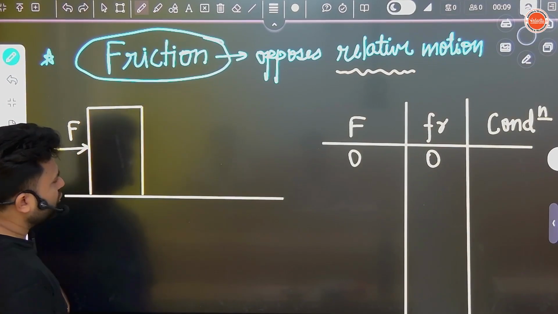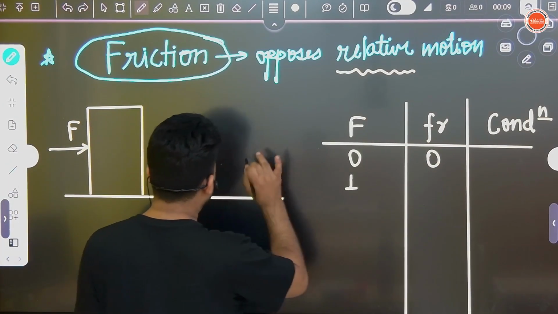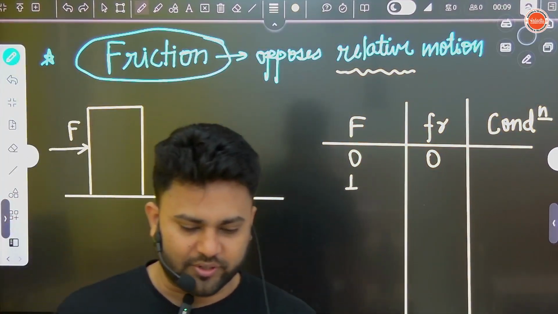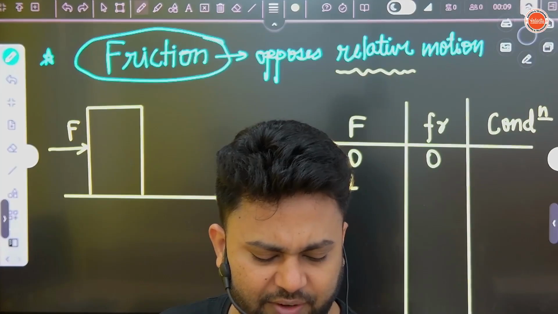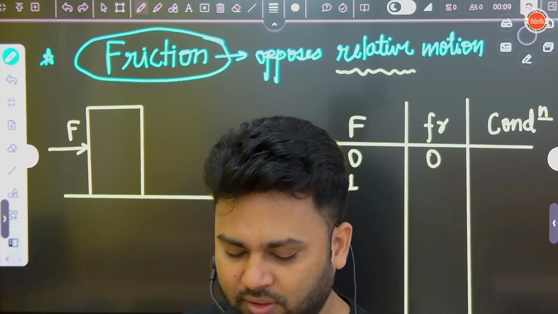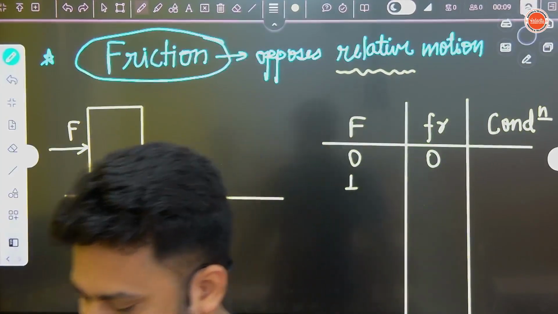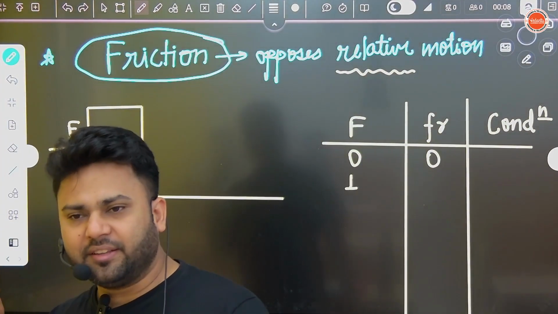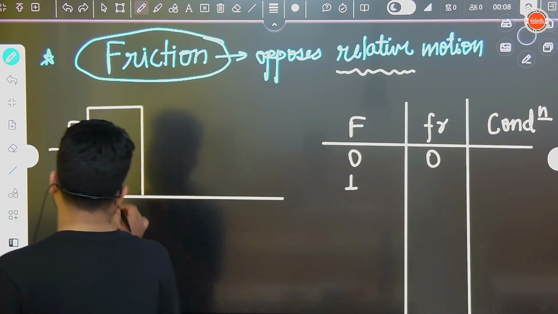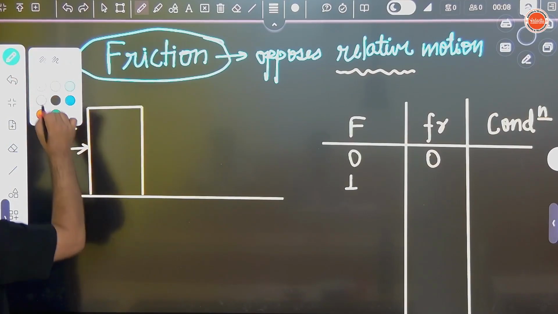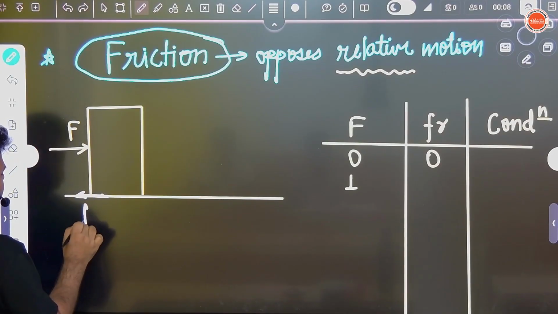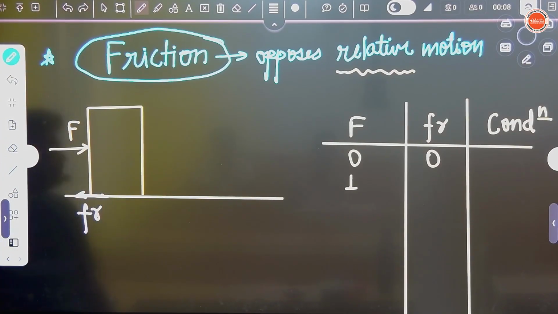Now you applied force 1 Newton, but the object is not moving. Correct? Suppose like this, I apply force a little bit, it is not moving. I have to apply more force now. Like this bench, I am applying force, it is not moving now. See why? Because friction is opposing. So you are applying force here, friction is opposing here, in the opposite direction. That's why the object is not moving.